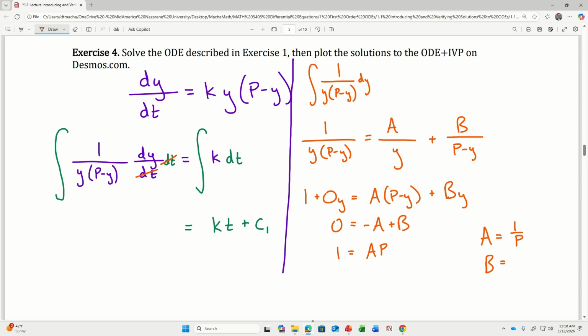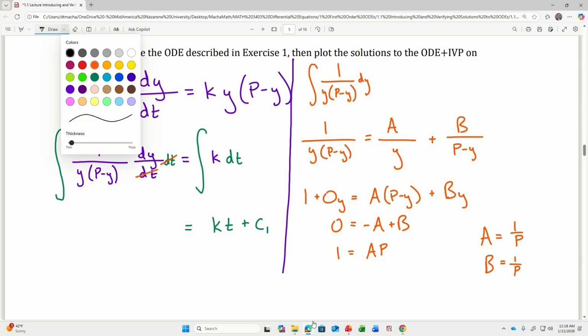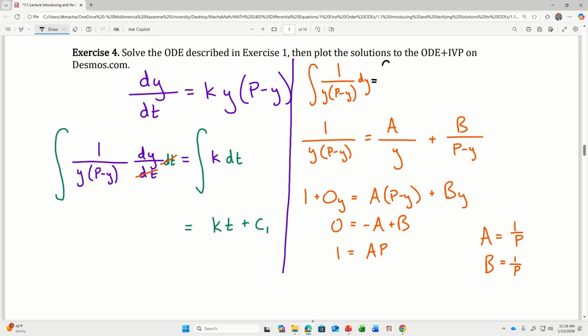Negative 1. It's also 1 divided by p. Cool. So I can now rewrite this as the antiderivative of 1 over capital P y plus the antiderivative of, heck, I should have just taken the p outside of this antiderivative, right? It's just a constant. So I'm going to put the 1 over p's here. There we go.